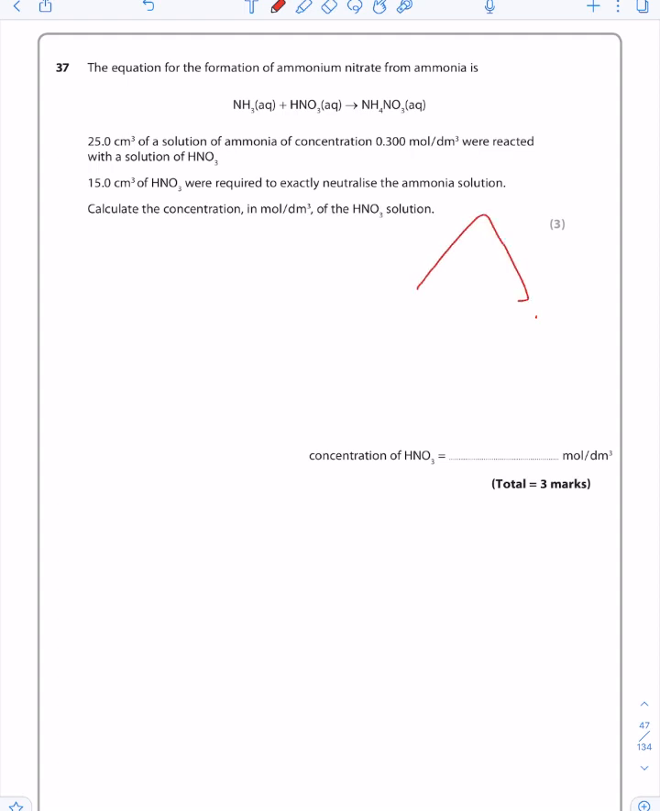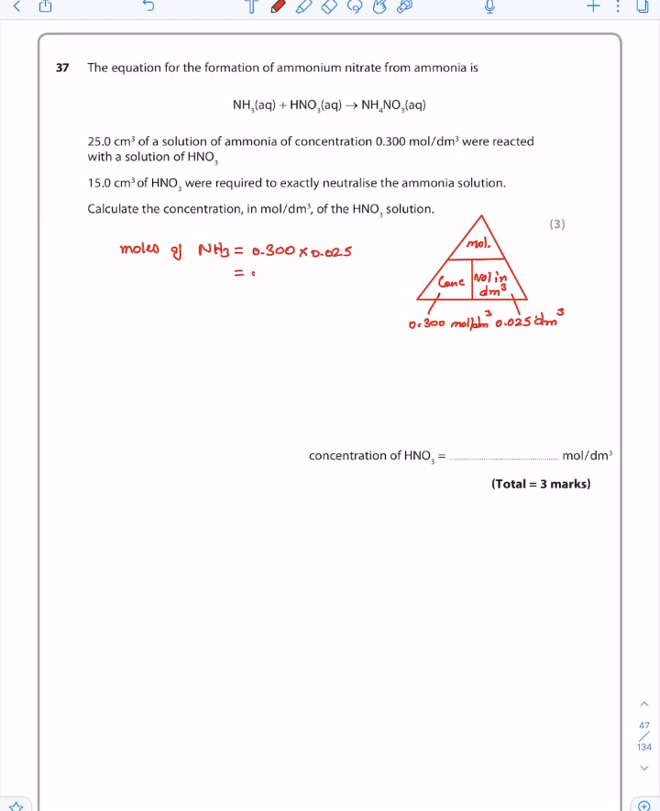يبقى احنا هنستخدم القانون اللي هو concentration is equal to moles over volume in cubic decimeter. معانا الفوليوم of ammonia اللي هو 25 cubic centimeter يعني 0.025 cubic decimeter. معانا concentration of ammonia solution 0.300 mole per cubic decimeter. يبقى أنا أول حاجة أعملها أجيب المولز of ammonia equals the concentration 0.300 times the volume 0.025 يبقى ده يديني 0.0075 mole.